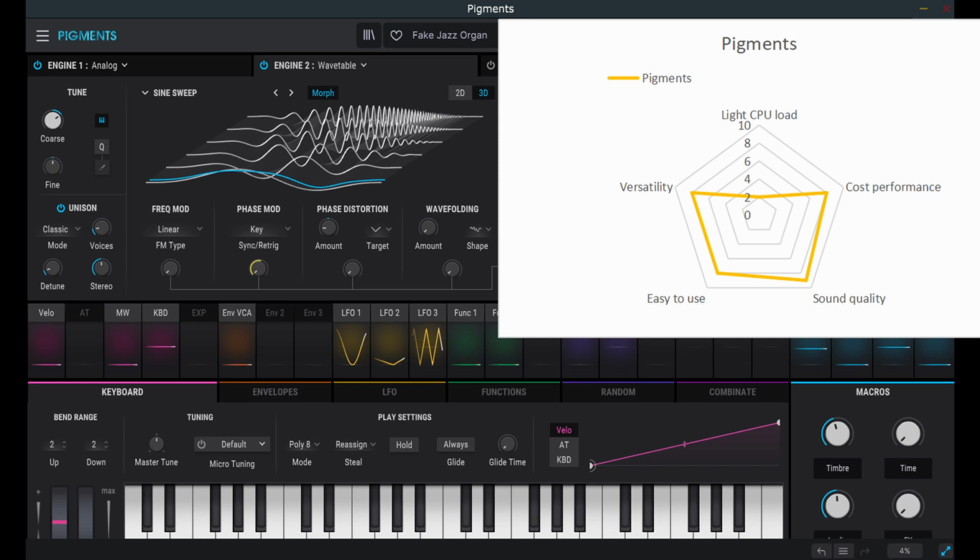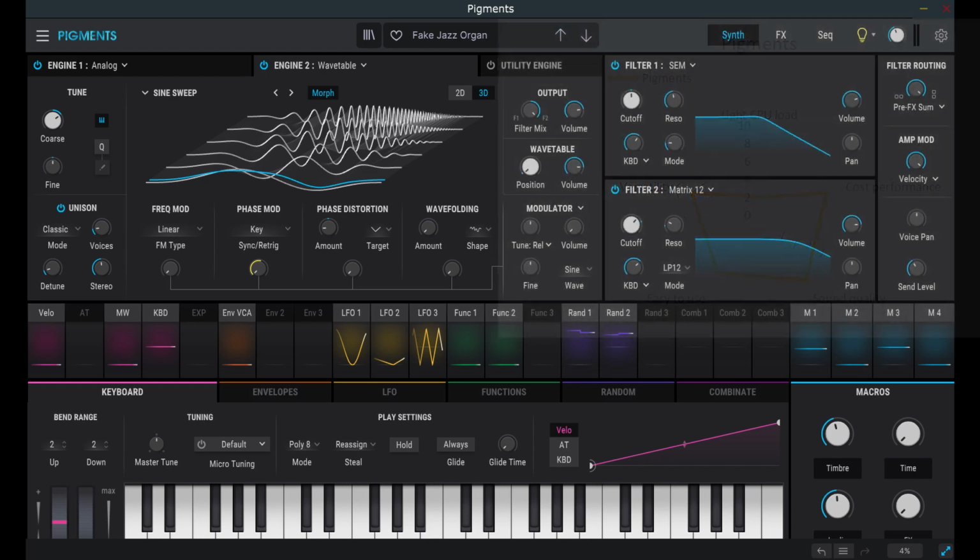The CPU usage is very high, and Pigments is notorious for it. The price is kind of expensive, but it is worth buying. And sometimes you can get it cheaper at $99.